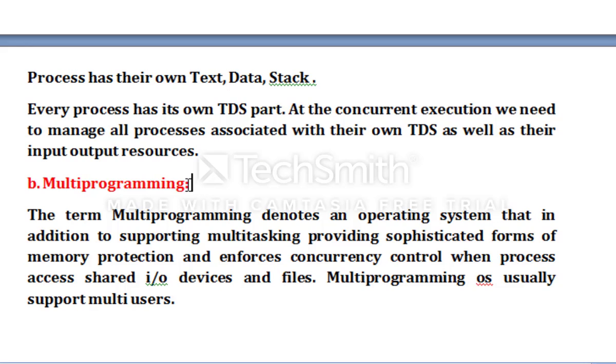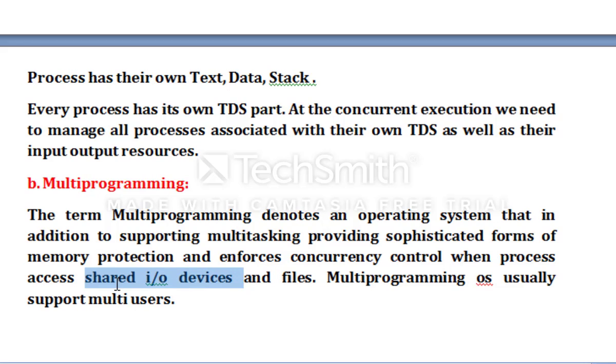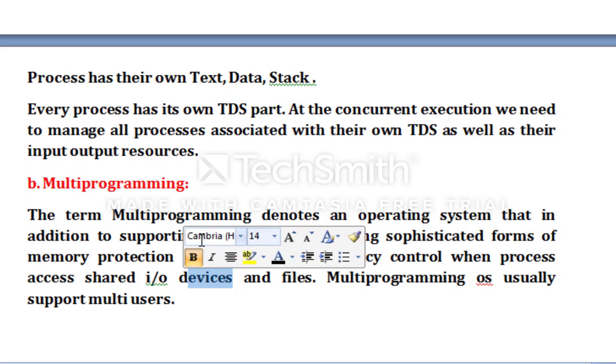So multiprogramming is a term denoted by the operating system in order to support sophisticated forms of memory protection and enforce concurrency control policies. So any time more than one process shares input output devices or files, the multiprogramming concept is applied and manages input devices, output devices and any resources, maybe their files also. Somehow we need to manage the shared input output devices, files and folders. Okay, and memory protection and enforcement policies for concurrency control, these things come into the category of multiprogramming.